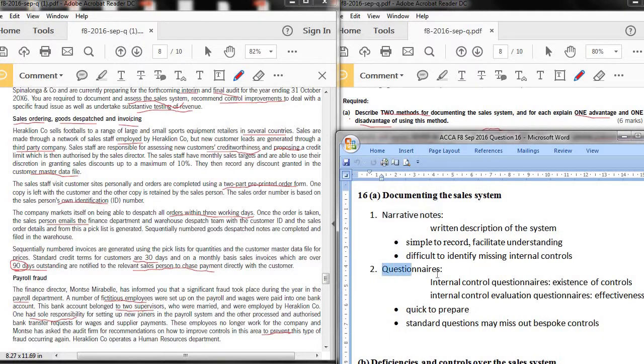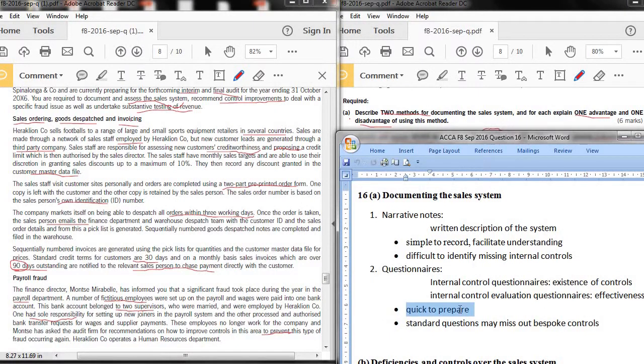The second is the questionnaires. There are two types of questionnaires. One are the internal control questionnaires. We are using this to know whether the controls exist. And the second one are internal control evaluation questionnaires. This is used to know the effectiveness of the controls which already exist.